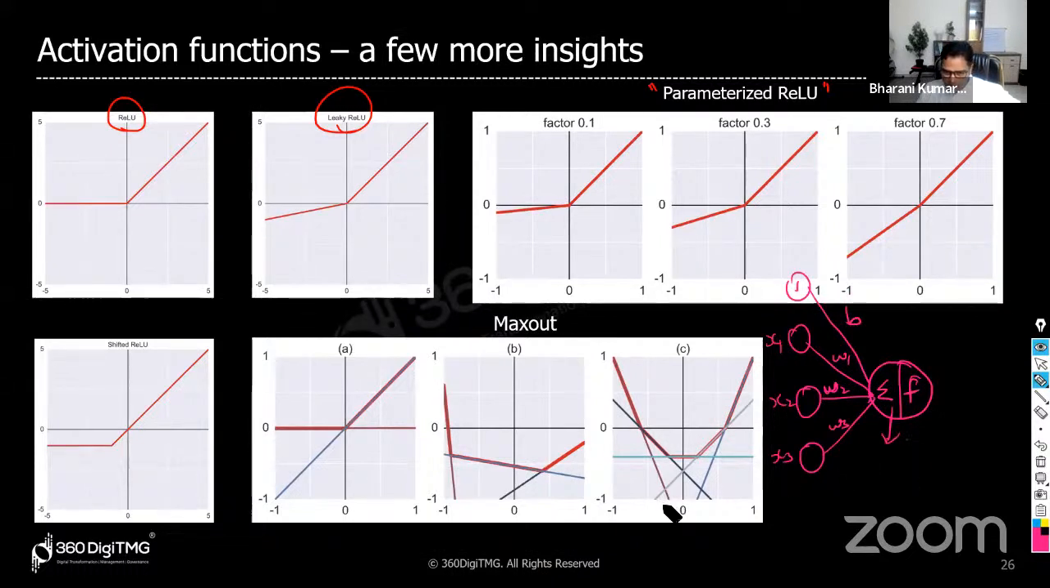Say for a specific number, let me pick a number here. Okay, you got a number here. For that number, you can have this value, or you can have this value, or you can have this value.